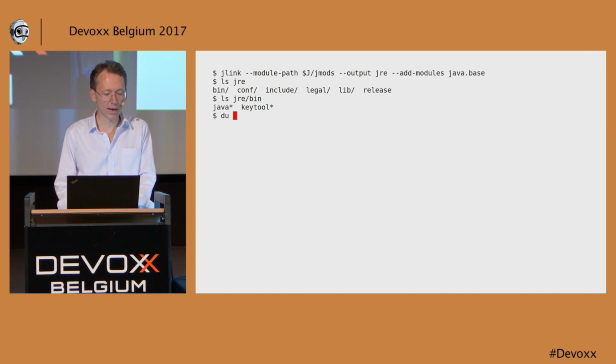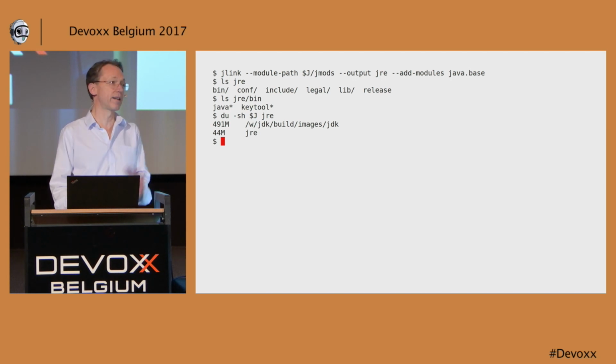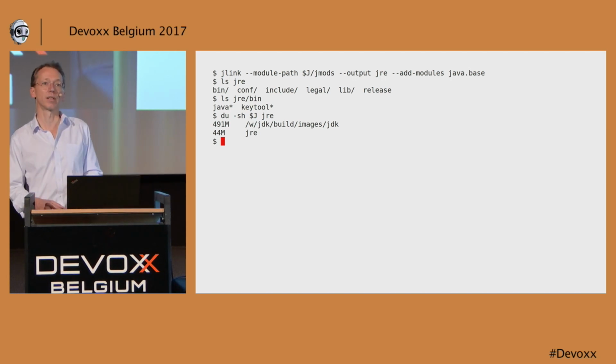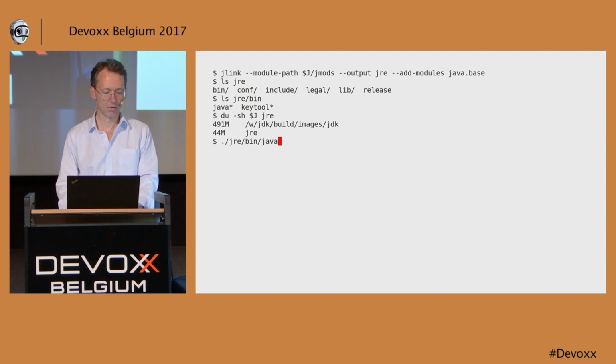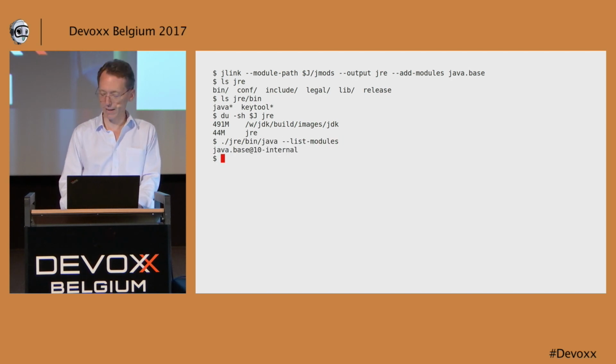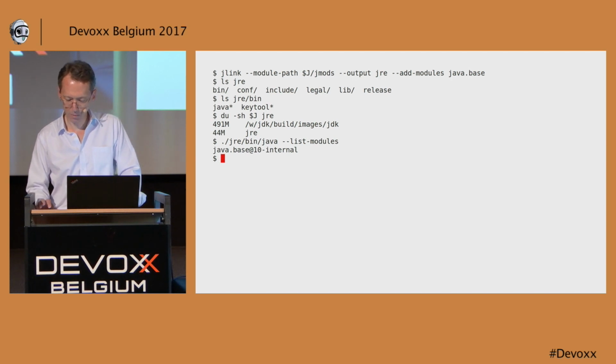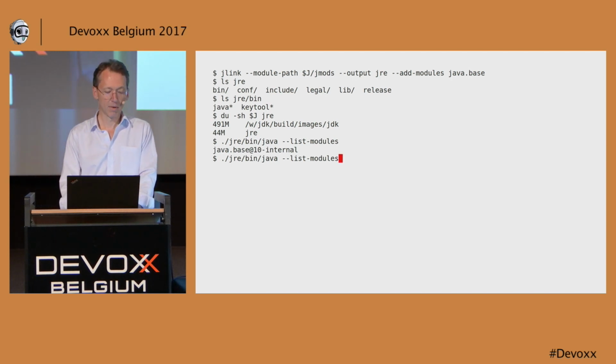I can look at how large these things are. The full JDK is 491 megabytes, and this little teeny JRE I built is only 44. So that's cool. I can ask what modules are in it, and, well, it only has the base module, which is what we expected. But the base module is all that our trivial little app needs, so I can run it.